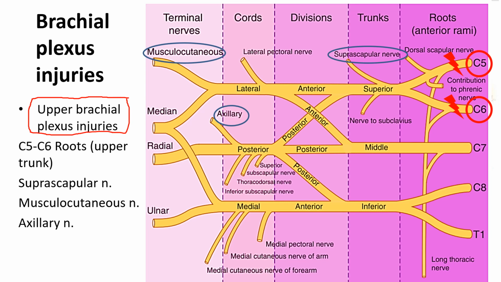Suprascapular nerve, which supplies the supraspinatus and infraspinatus muscles. Musculocutaneous nerve, which supplies the biceps brachii, brachialis, and coracobrachialis muscles, and also continues as the lateral cutaneous nerve of forearm. Axillary nerve supplies deltoid and teres minor muscles, and also continues as the superior lateral cutaneous nerve of arm. So, knowing the function of these nerves will give us an idea about what the patient will suffer when these roots get injured.